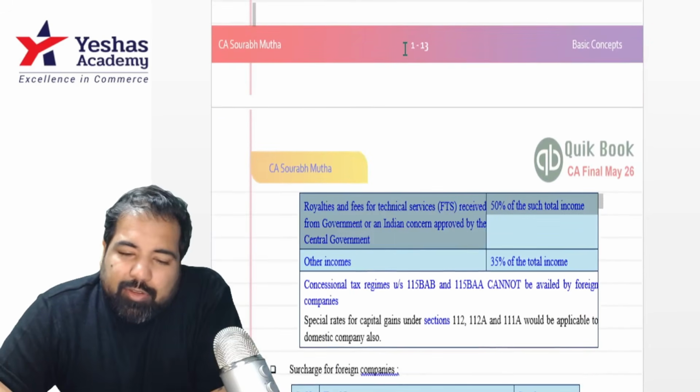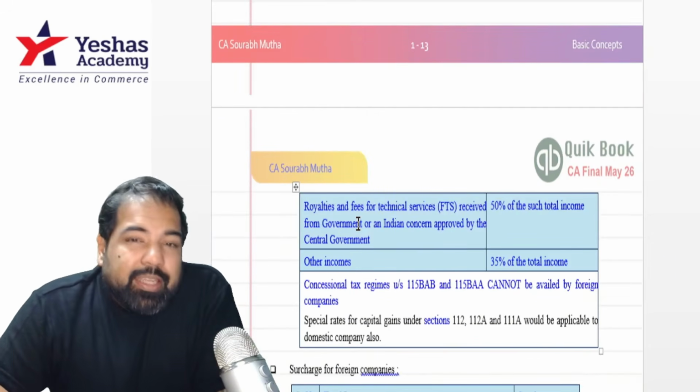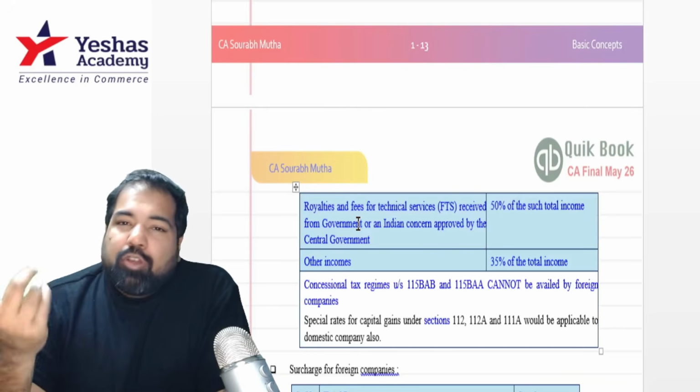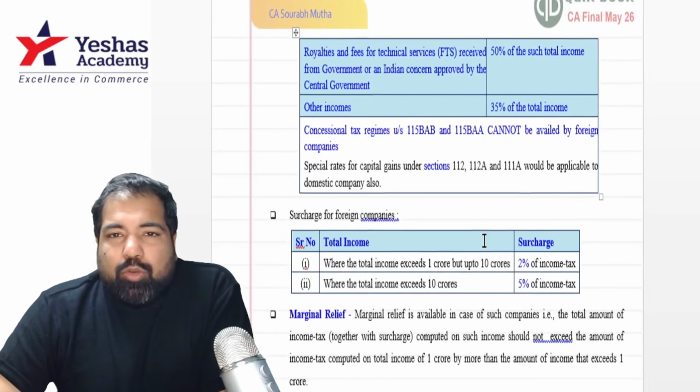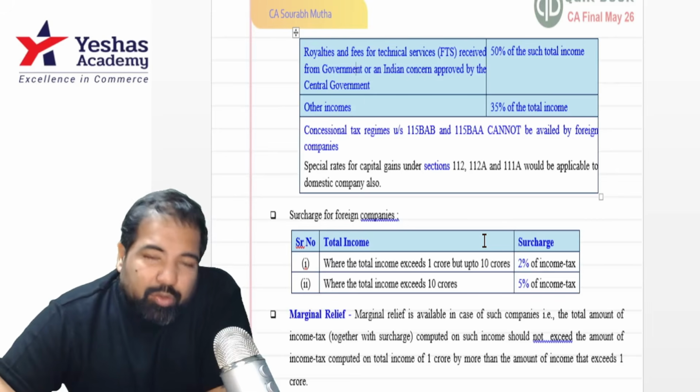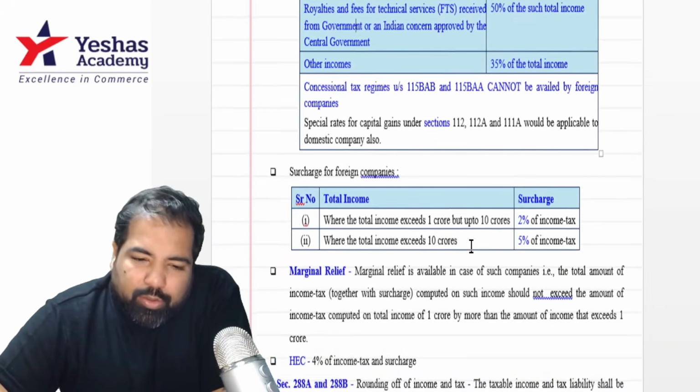All right, as a foreign company, no Banao and Becho for you, no 115BA for you. You have to pay tax at 35%, but that's unfair. So why am I saying foreign companies registered in India? You can become an Indian company. Surcharge for foreign companies is very low, 2% and 5%: 2% if your income is more than 1 crore and 5% if your income is more than 10 crores.